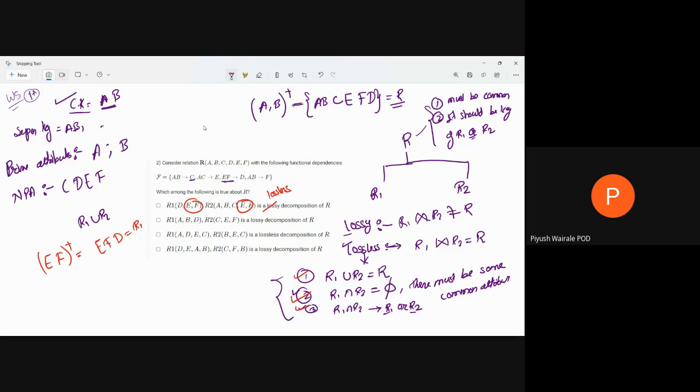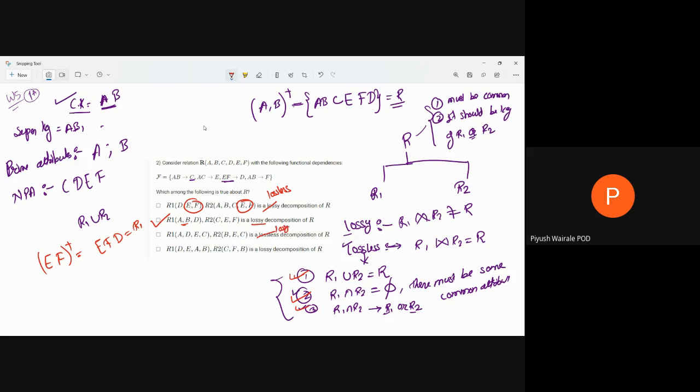Now let us check this one. A, B, D, C, E, F. So A, B, C, D, E, F. So the first condition is satisfied, but there is no common attribute, right? So this is lossy. So this one is correct. Now for the third option, A, D, E, C, B, E, C. So A, B, C, D, E. F is not there. So this is lossy, right?